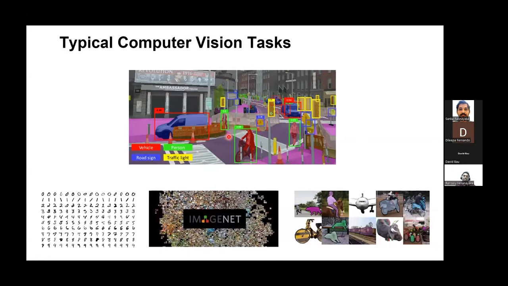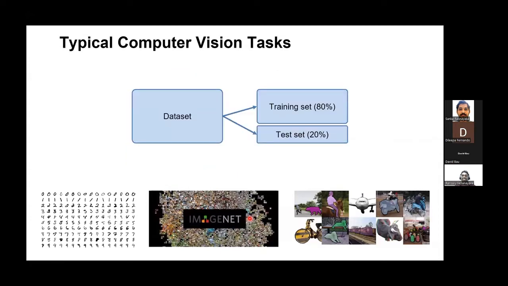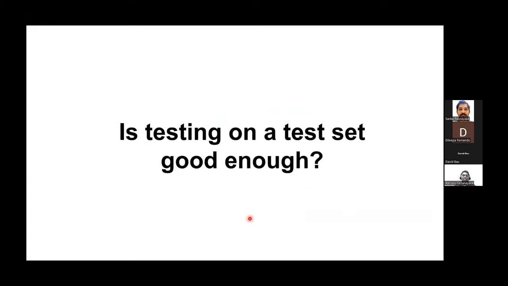So normally, in most of these tasks, we use standard data sets. Sometimes we collect our own data sets, such as MNIST, ImageNet, and other data sets, and train our model. Right? So we have our data set. Say we use 80% of data for training and 20% for testing. So this is what we typically do. But is testing on a test set good enough?